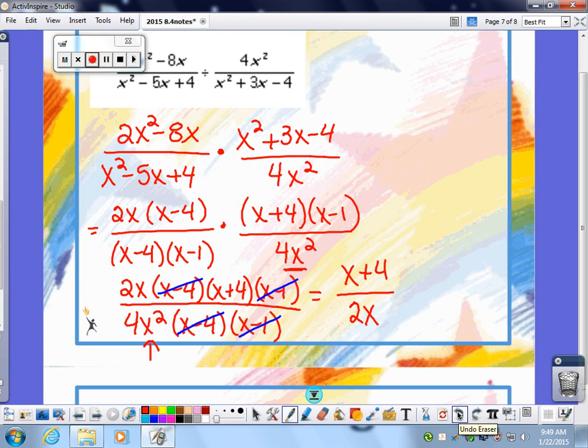Okay, so there's multiplying and dividing, probably the easiest section in this particular unit. Here again, you don't have to have common denominators. You're going to factor everything. And please don't fall for the math no-no.